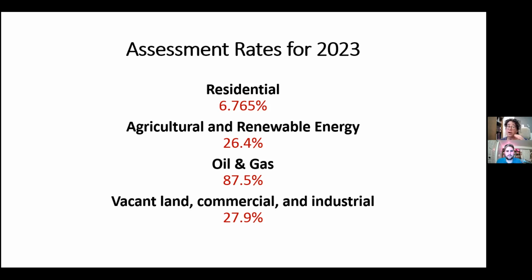So you can see here, residential we've got set at this assessment rate, 6.765. Agricultural renewable energy, what used to be just called non-residential, is at a much higher rate. See, 26.4. Oil and gas, 87.5. That's pretty high. Vacant land, commercial, industrial, all bulked together at that 27.9. So now I see audience members probably with their eyes glazing over, going, oh my God, you just gave me all of these percentages and numbers and I don't know what all this means.